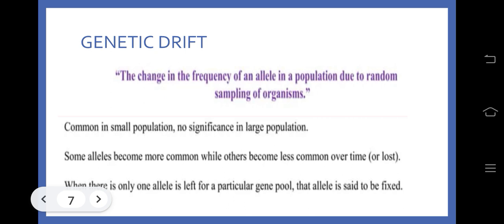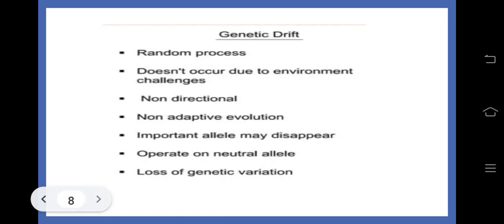Then genetic drift. The change in the frequency of an allele in a population due to random sampling of organisms. Common in small populations, not significant in large populations. Some alleles become more common while others become less common over time or are lost. When only one allele is left for a particular gene pool, that allele is said to be fixed.